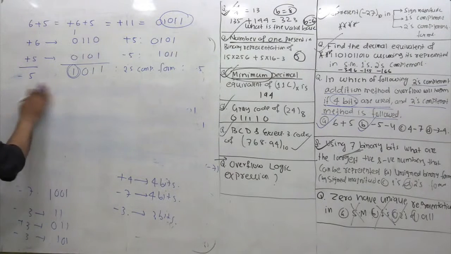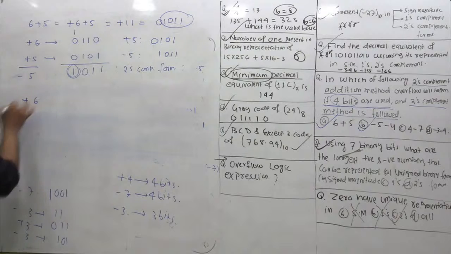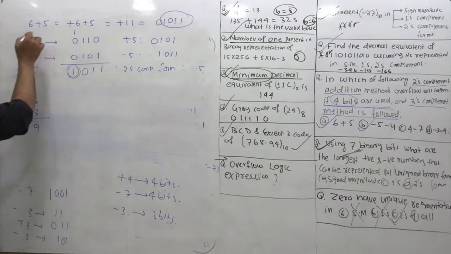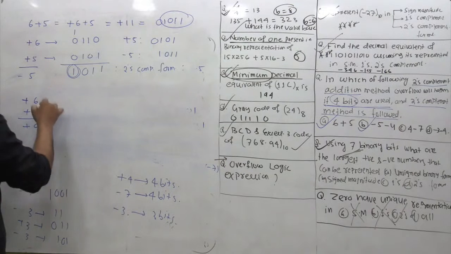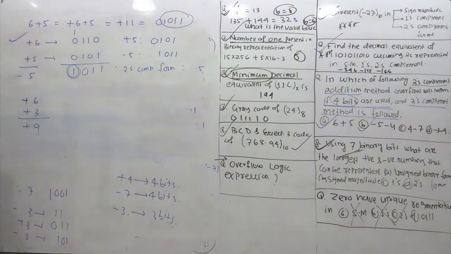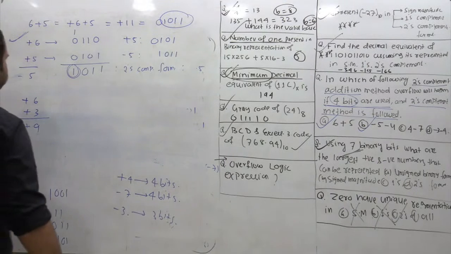Are you getting what I am asking? If I am saying +6 +3, in this case, my expected answer is +9. So here I have added 2 same sign numbers, 6 and 5. I got the opposite sign number, we said overflow is happening. But now I am giving you again 2 same sign numbers, but 6 and 3. In this case, will overflow happen?